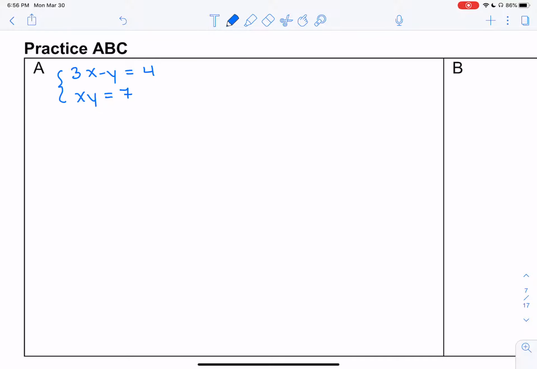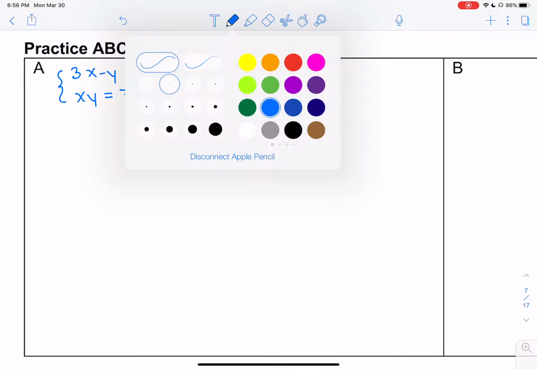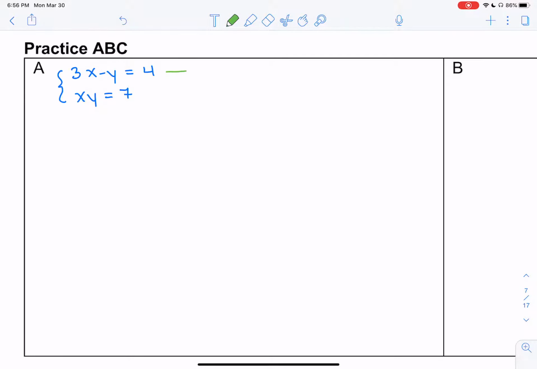Okay, so I'm going to ask that you go to the normal looking equation, that's the one up on top. Instead of focusing on the one that's different, let's focus on the one that is looking fairly normal and solve for y on that top equation. So rewrite it and get y by itself. You end up with y equals 3x minus 4.